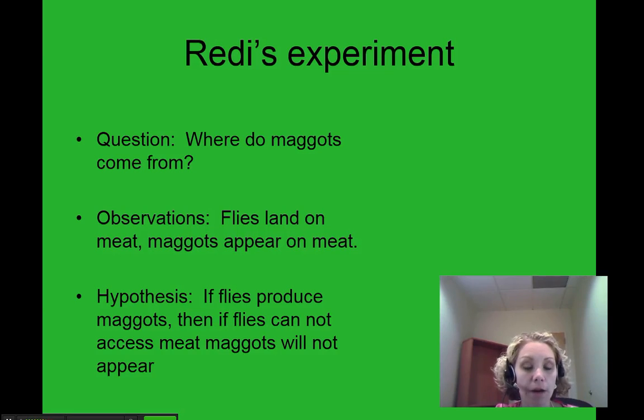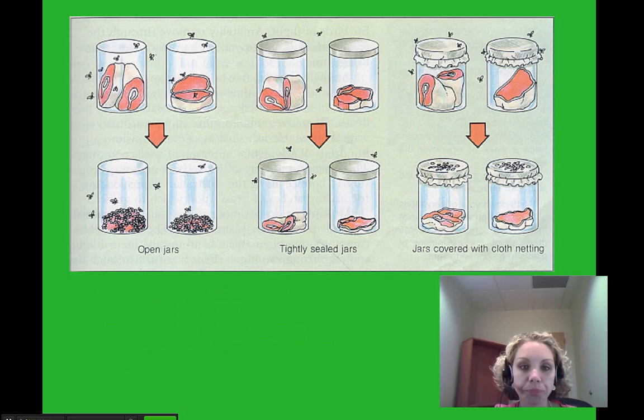So he set up a controlled experiment. His question or his problem was, where do maggots come from? He made observations. Flies land on meat, maggots appear on meat. He then made an inference and said, well, maybe maggots come from flies. His hypothesis was, if flies produce maggots, then if flies cannot access meat, maggots will not appear. So he sets up his experiment. He's got three setups here: open jars, tightly sealed jars, and jars with a cloth netting, kind of like a cheesecloth. Notice, though, that the jars are all the same shape, they're the same size, they all have the same cuts of meat inside of them.